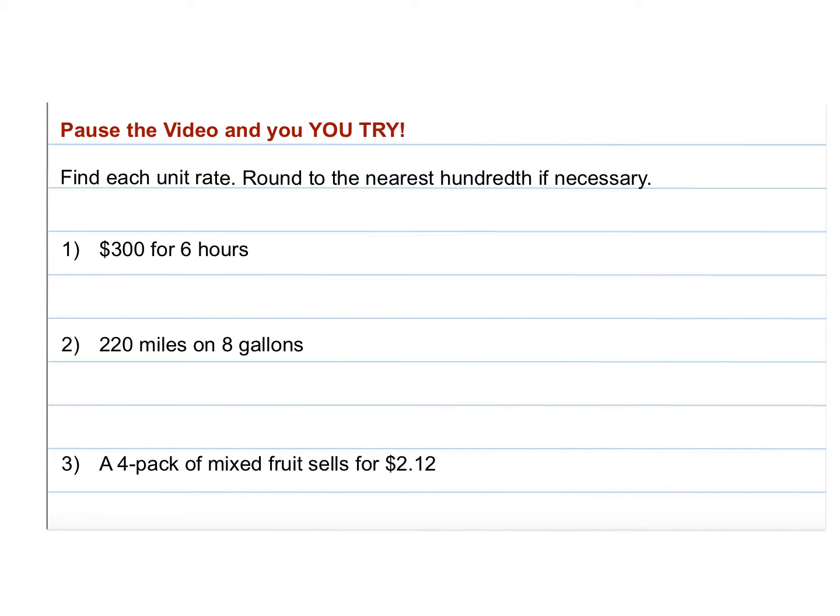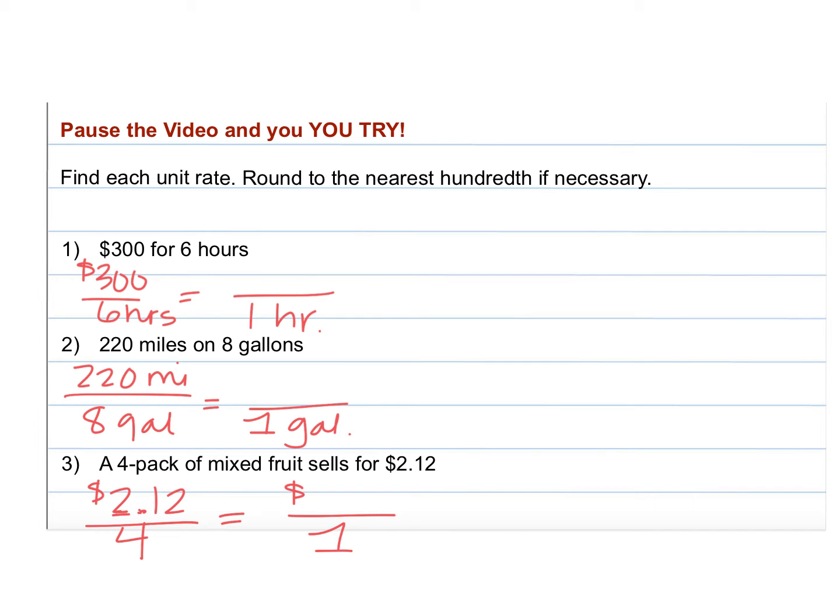You try a couple rates and unit rates on your own, so do that in your notebook, pause the video, and then come back and check. Okay, so if we have $300 for 6 hours, this is how we would set up our rate, $300 over 6 hours. We want to know how much for 1, so we're going to divide both by 6. 300 divided by 6 is 50, so then it would be $50 per hour.